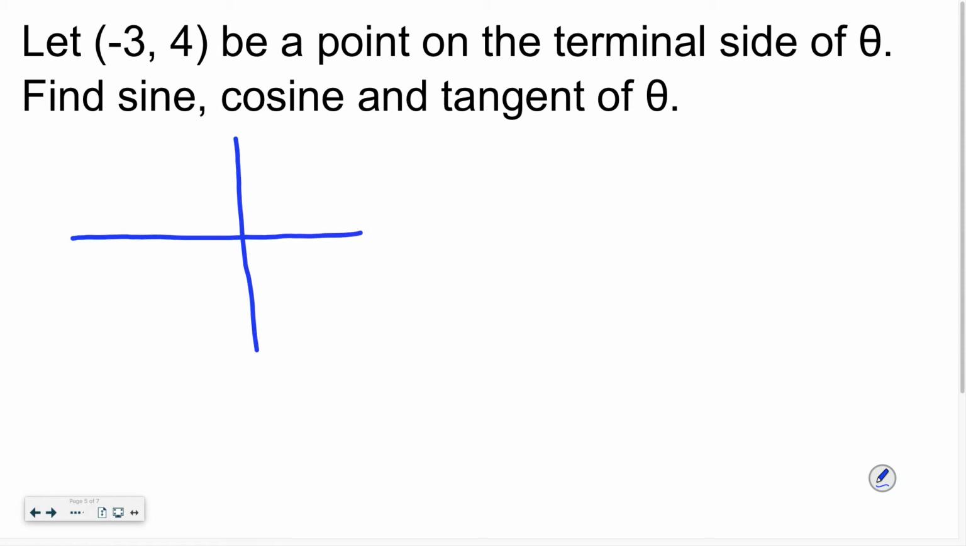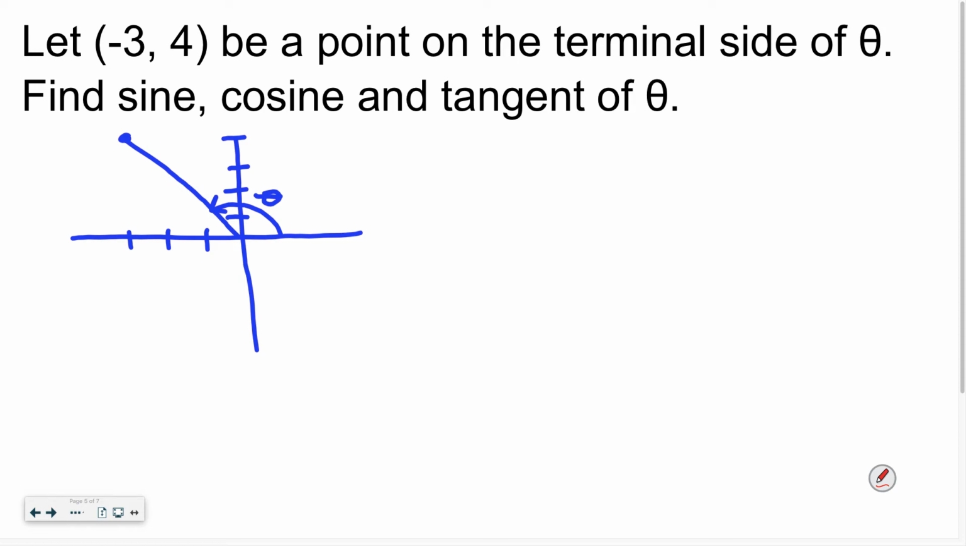So in my coordinate plane, we need to plot the point (-3, 4). Technically, this is our angle theta. But what we're going to do is use a reference triangle to get the sine, cosine, and tangent ratios in the second quadrant. Once again, we don't have a radius of 1, so we can't use x is cosine, y is sine. That only works on our unit circle.